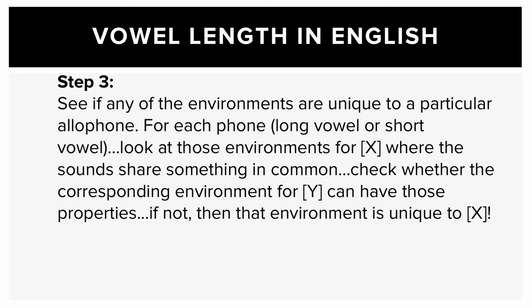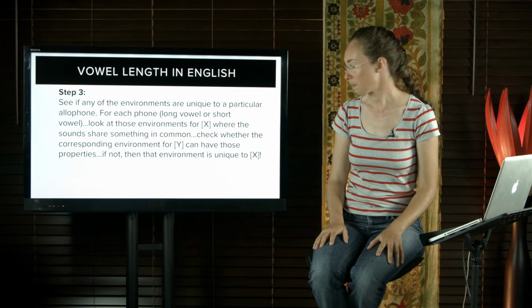The third step is to see if any of the environments are unique to a particular allophone. For each phone, long vowel or short vowel, look at those environments for sound X where the sounds share something in common. Check whether the corresponding environment for sound Y can have those properties, and if not, then that environment is unique to sound X.